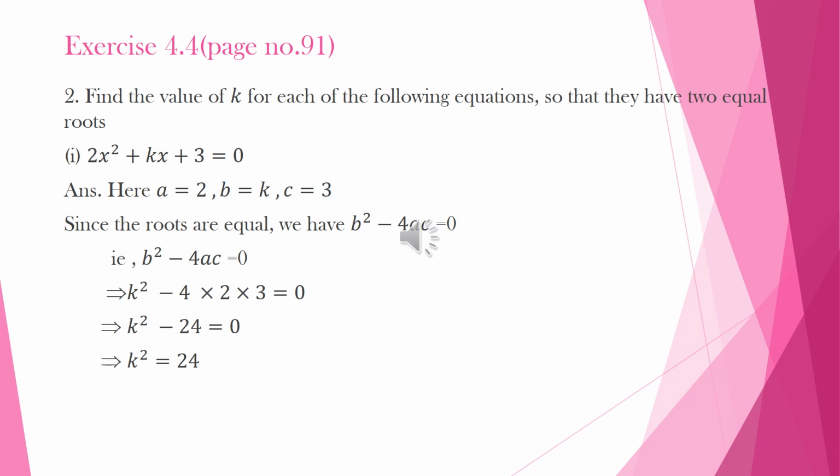We have k square minus 4 into 2 into 3 equal to 0. It will be k square minus 24 equal to 0. From this, k square is equal to 24. Finding the square root, we can say k is equal to root 24. By simplifying, it will be plus or minus 2 root 6.